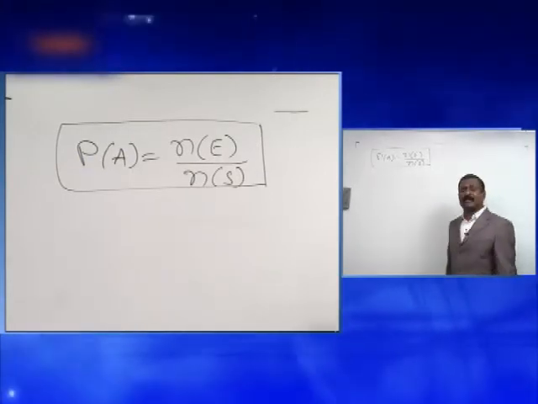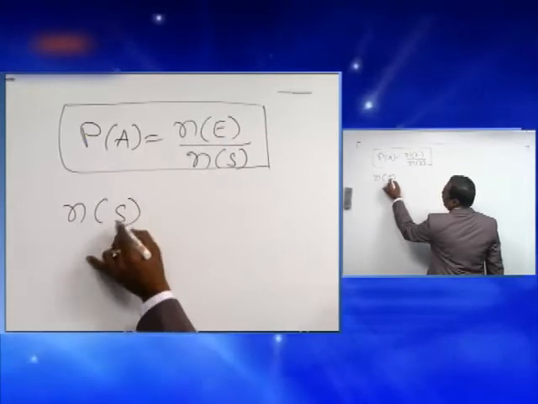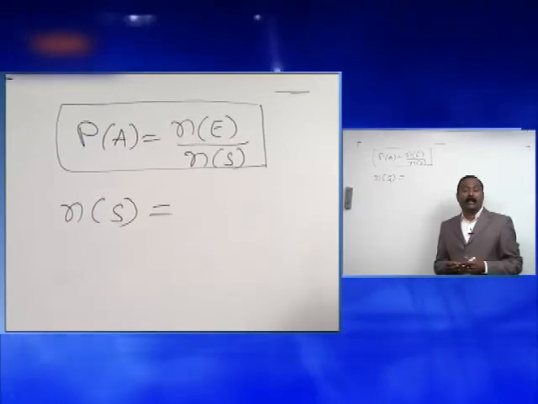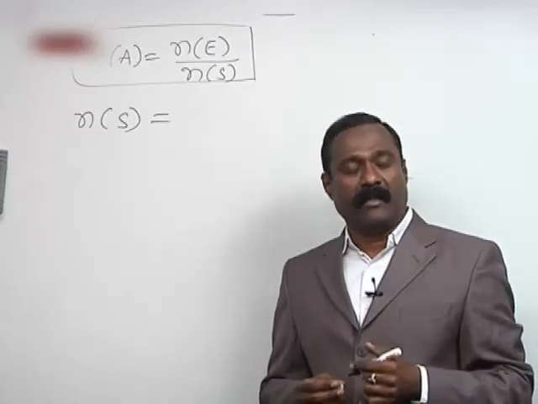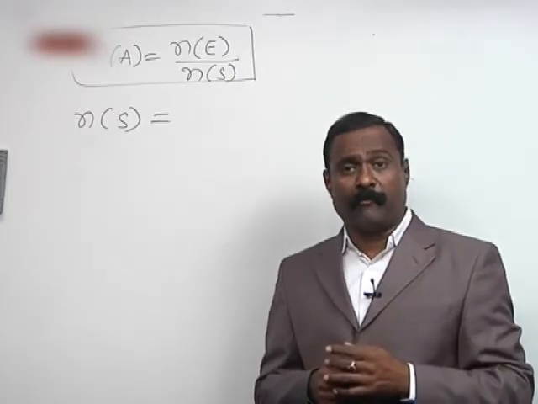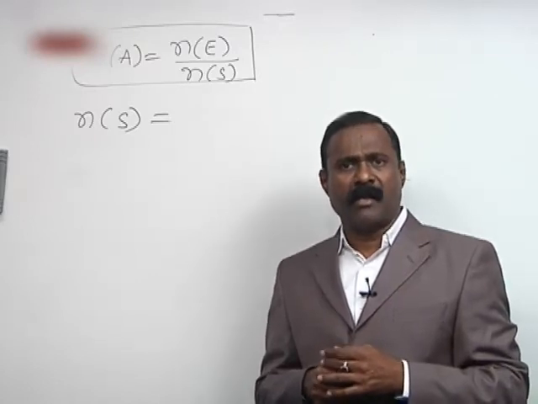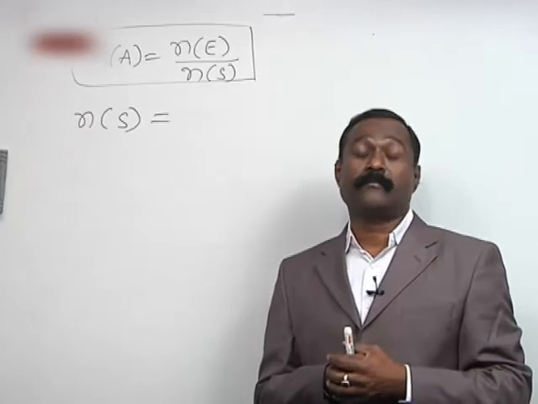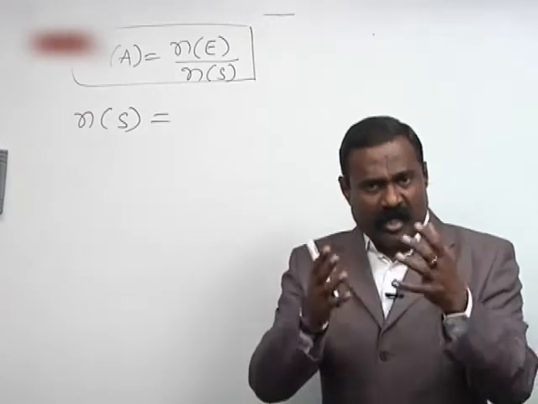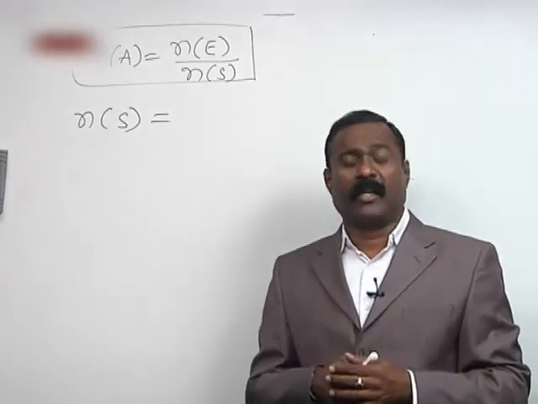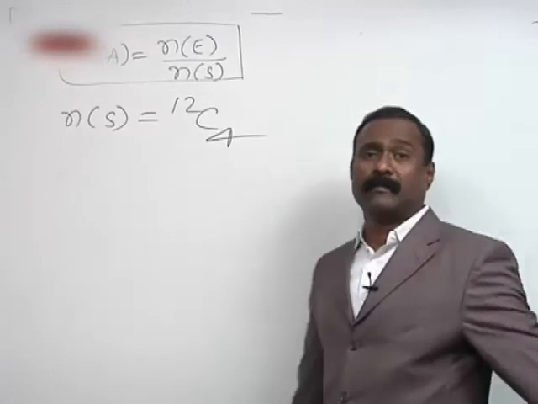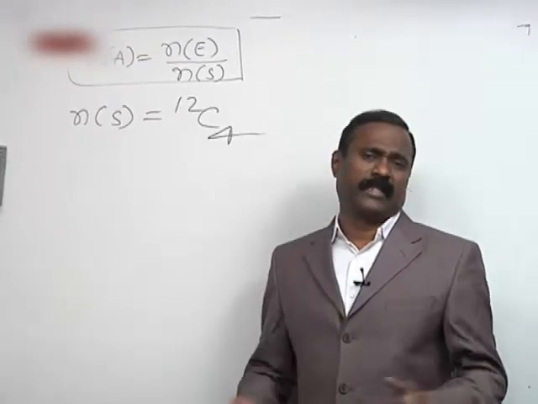So, before writing the probability, let me first write N of S. What is N of S? The total number of outcomes. How many people are there? 6 married couples means 12 people. From 12 people, how many are chosen? 4 people are chosen. Choosing or selection is nothing but a combination. Arrangement is nothing but a permutation. So from 12 people, 4 are taken. It is 12C4. The total number of outcomes will be 12C4.